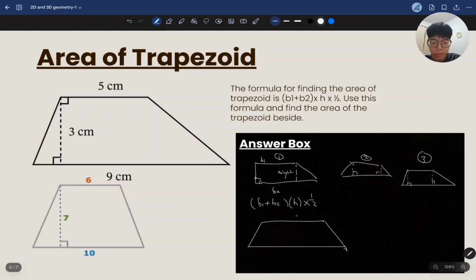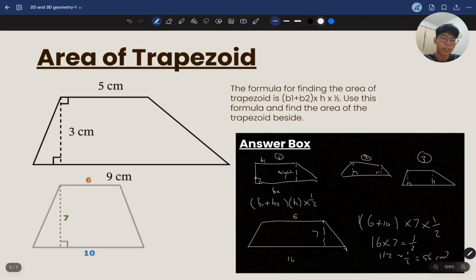Like this: 6, 10, with a height of 7. You add 6 plus 10, multiply by 7, times 1 over 2. This equals 16 times 7, times 1 over 2, and that equals 112 times 1 over 2, which equals 56 centimeter square.